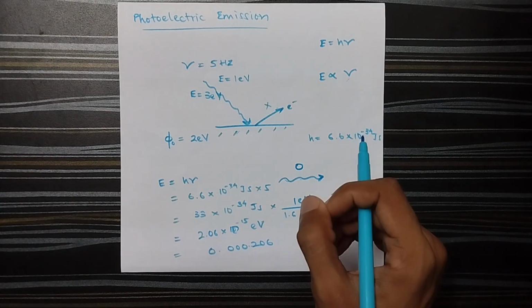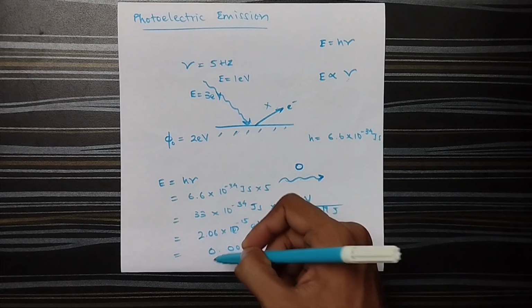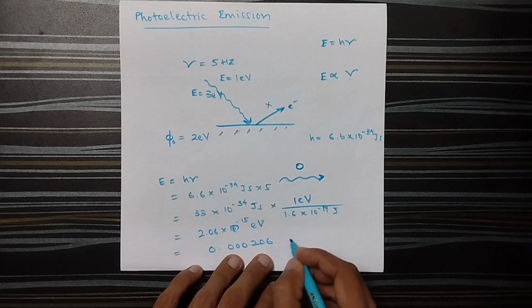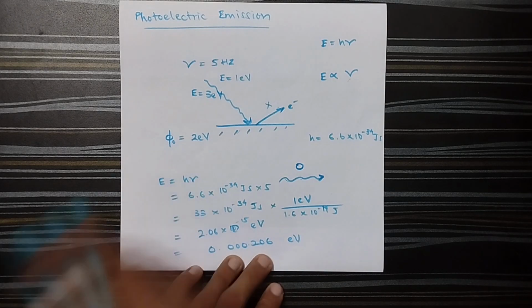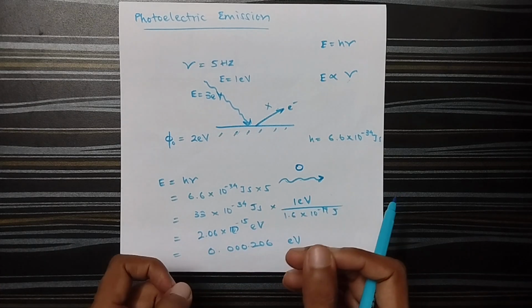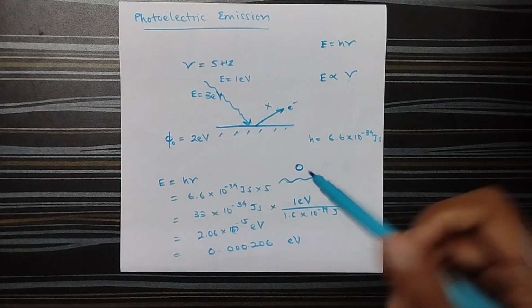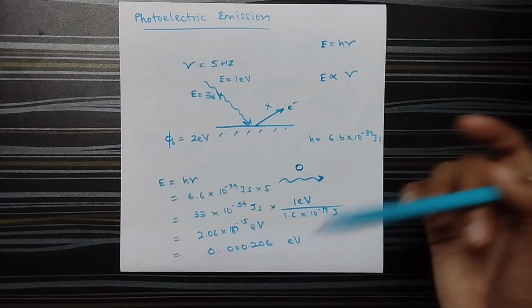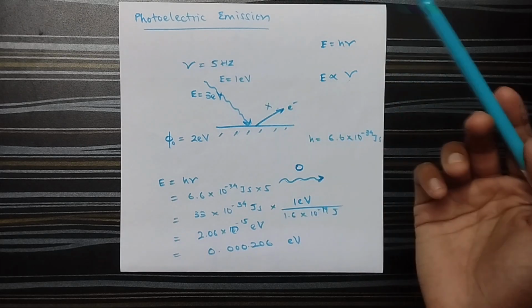That energy is really small compared to 2 eV, right? This is 0.00 something eV and our threshold energy is 2 eV. So we didn't even reach that threshold energy. So that energy would not be sufficient to eject this electron. So no photoelectric emission will take place. So we need a stronger frequency than this.